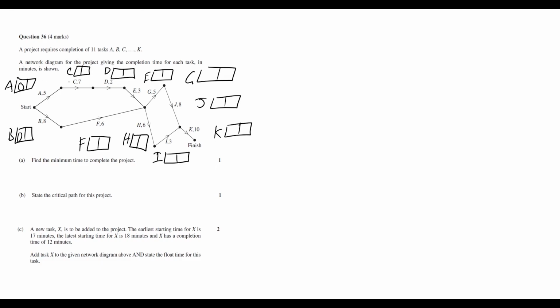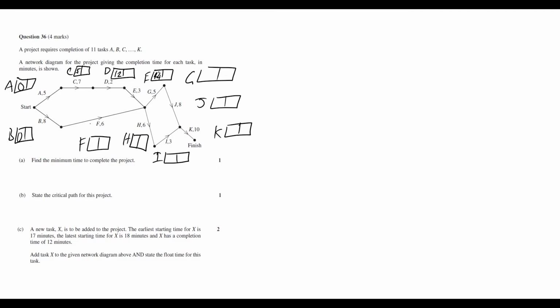For C, the earliest we could start that is 5, since that's how long it takes us to complete task A. Then to start task D, the earliest we could do that is 12. Again, 5 plus 7 gives us 12 as the earliest start. Then for E, we're adding 2 more, since that's the duration of task D, so that would be 14. Oops, there we are. And we'll go back down to the bottom path.